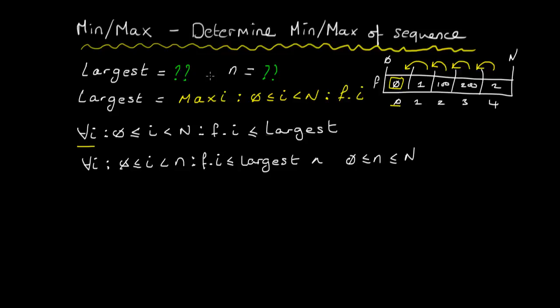And then what we're going to do is set largest equal to the first value in the array. So we'd set largest equal to f dot 0. And we're going to process not from f dot 0. Because we've set largest equal to the first value in the array, we don't want to set n equal to 0. If we set n equal to 0, when we compare the first two elements, we're going to be comparing f dot 0 with f dot 0. So we don't want to do that. We want to set n equal to 1.